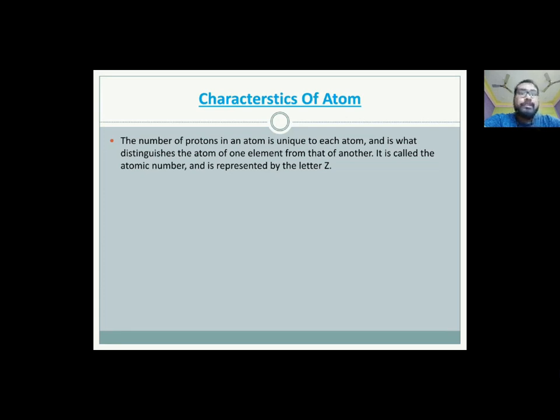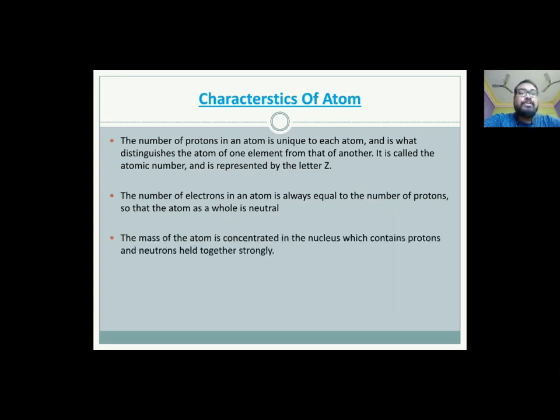See, the first one: the number of protons in an atom is unique to each atom and is what distinguishes the atom of one element from that of another. It is called the atomic number, which we already learned in the previous class, and it is represented by the letter Z. Then the number of electrons in an atom is always equal to the number of protons. I have mentioned it earlier, right? So that the atom as a whole is neutral.